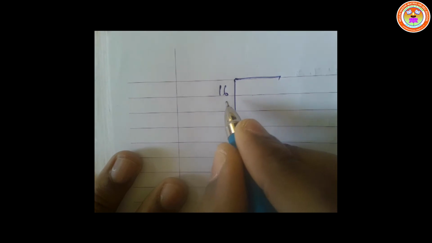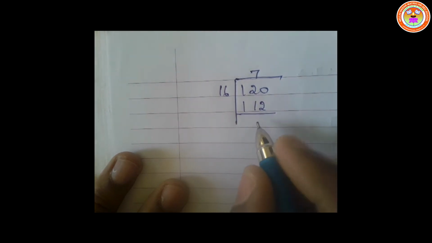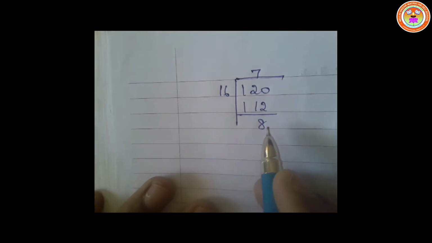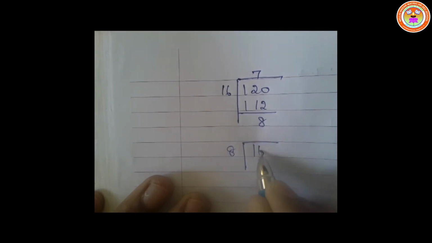Until we get the remainder 0, we have to repeat this method. So now 16 you put outside, and 120 you put inside. So 7 times 16 is 112. The remainder is 8. Now also the remainder is not equal to 0. Put the 8 outside and divide 16 by it. How many times will it come? 2 times. 2 8s are 16. Now the remainder is 0. So now we got the remainder 0. Therefore the HCF is 8.